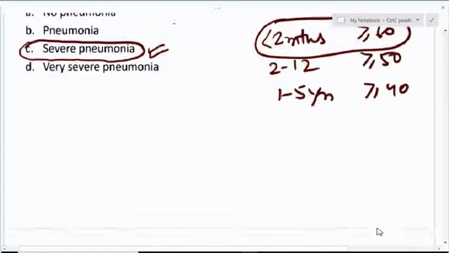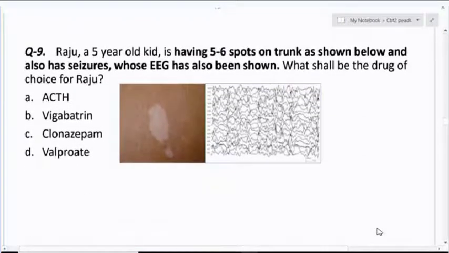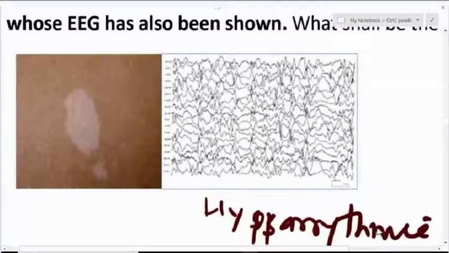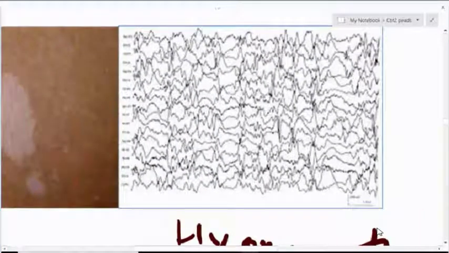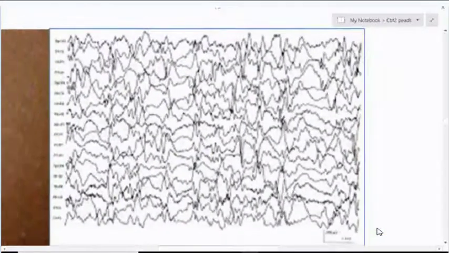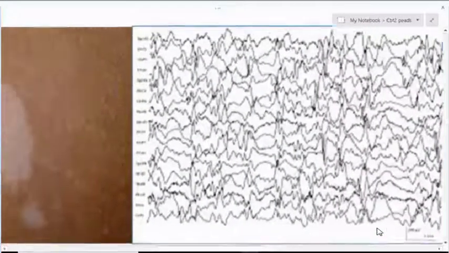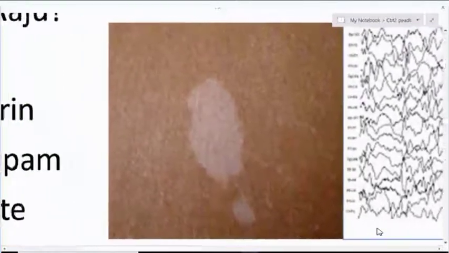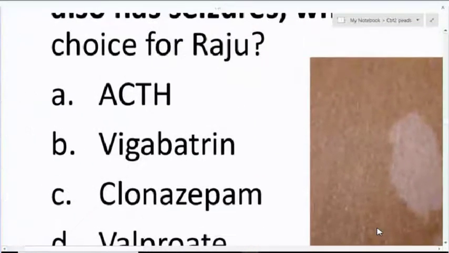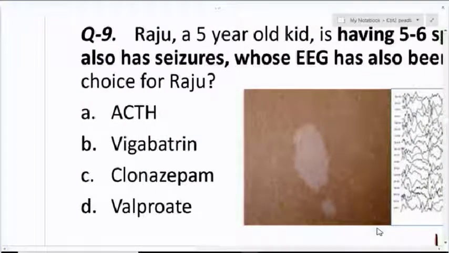The next question is a spotter. You can see this patient has cafe au lait spots, and this is hypsarrhythmia. As you can see here, this patient has a chaotic pattern of high voltage slow waves. Okay, hypsarrhythmia, and these are cafe au lait spots which are seen in tuberous sclerosis. So remember, this is tuberous sclerosis.